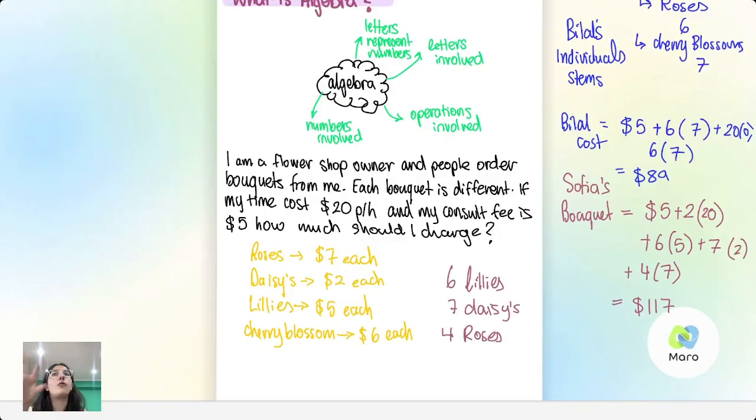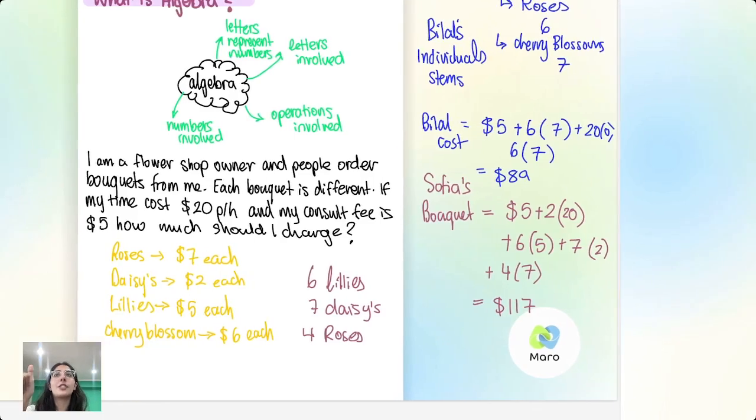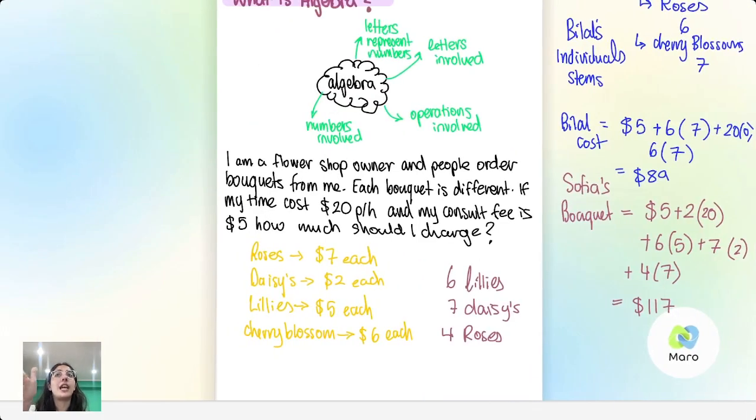What's the next variable thing? Now, there were only 4 other variables. What are they? Each flower. Each flower. How many of each flower do I have? So yeah, I have 4. So we're going to use R for roses, D for daisies, L for lilies, and C for cherry blossoms.